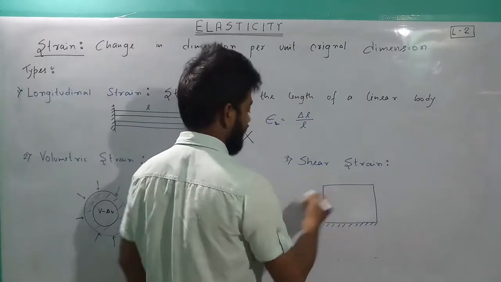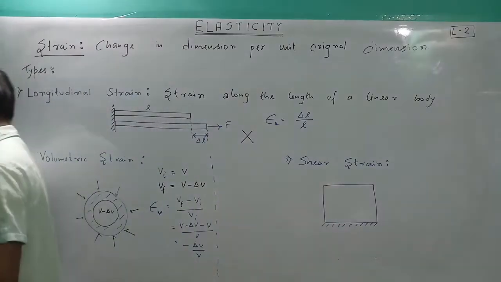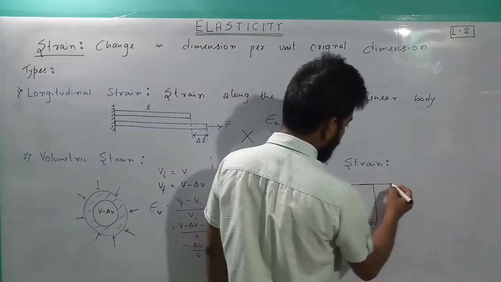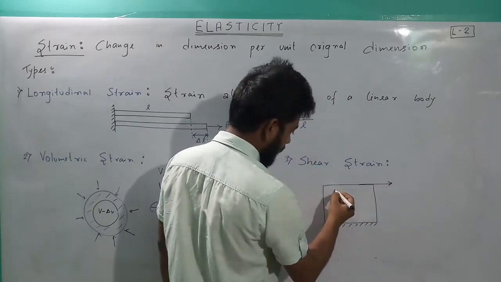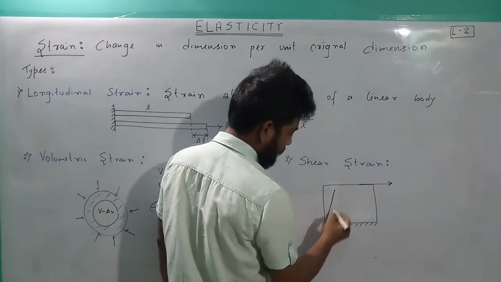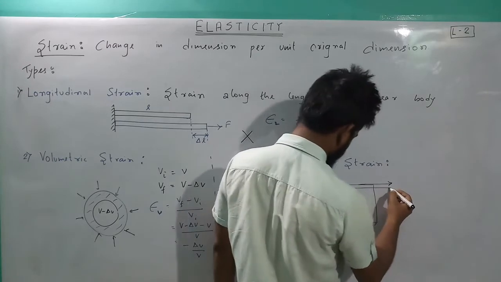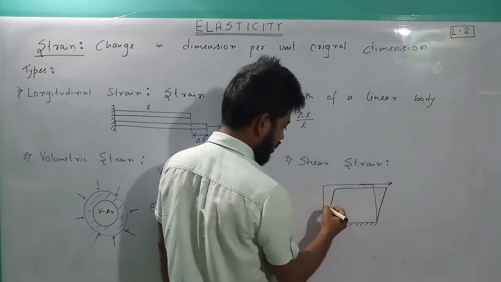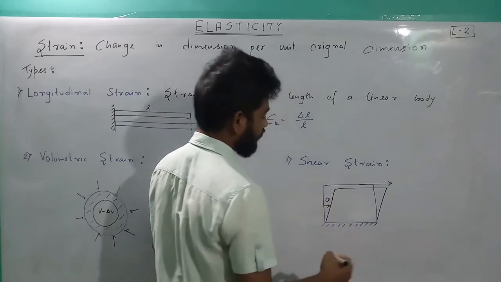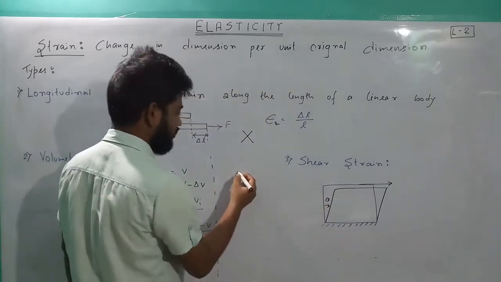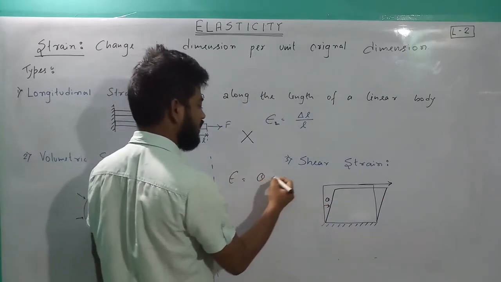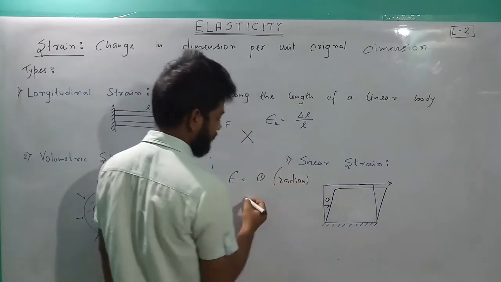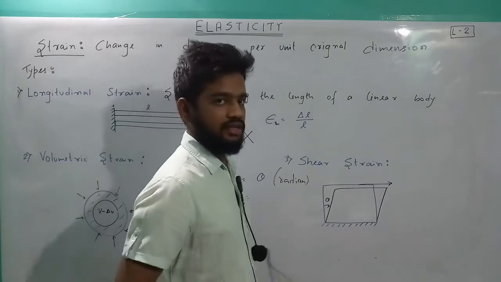Now suppose I apply a force on the topmost surface, and the body moves by a very small angle theta. Therefore, the shear strain will be equal to theta, but in radian. I hope you know what radian is. The unit of angle will be radian here.